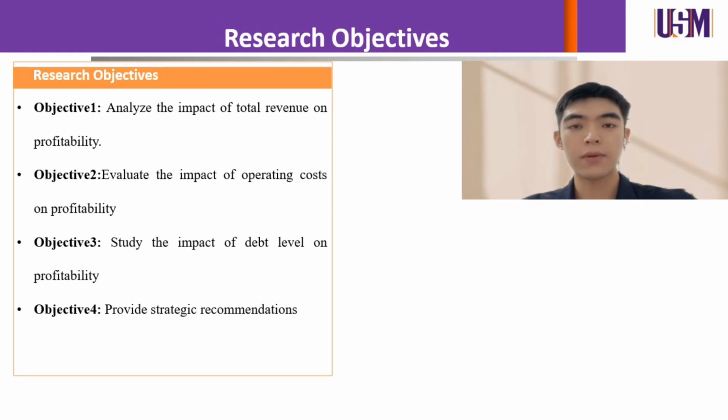For this part, I will talk about the overall research objectives. The first objective is to analyze the impact of total revenues on profitability. The second objective is to evaluate the impact of operating cost on profitability. The third is to study the impact of debt levels on profitability. The last one is to provide strategic recommendations.